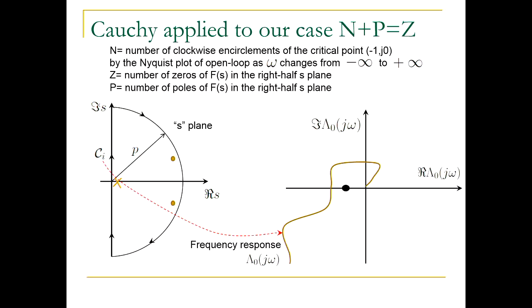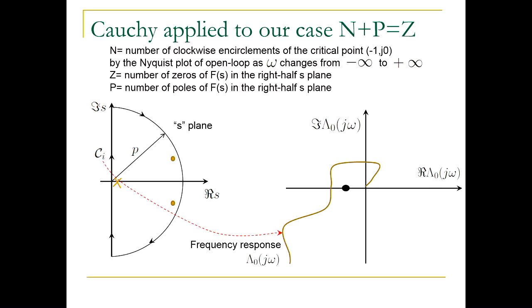P is the number of poles of f of s in the right half plane. In other words, the poles encircled by the D contour. Right? The number of poles of f of s encircled by the D contour is the number of unstable open loop poles. And then Z is the number of zeros of f of s in the right half plane. So it's the number of zeros encircled by the D contour.